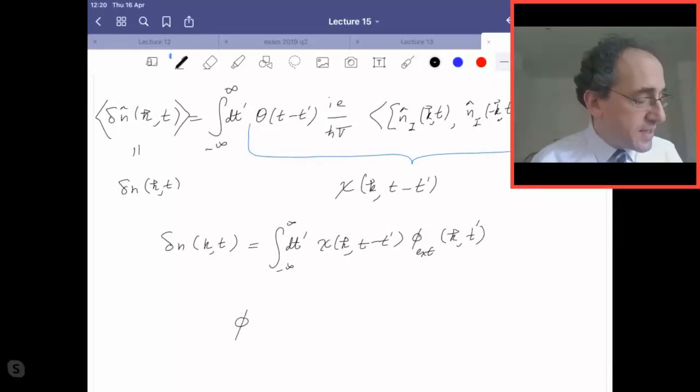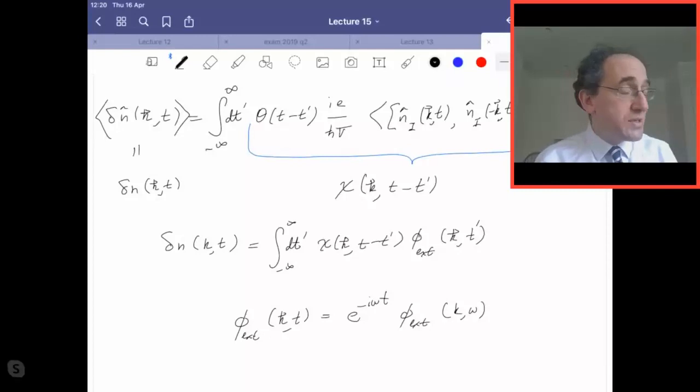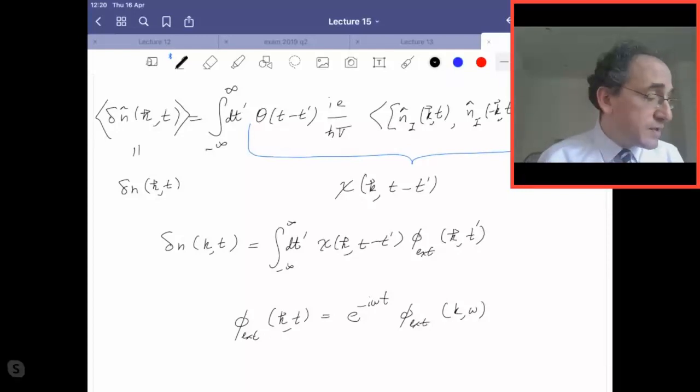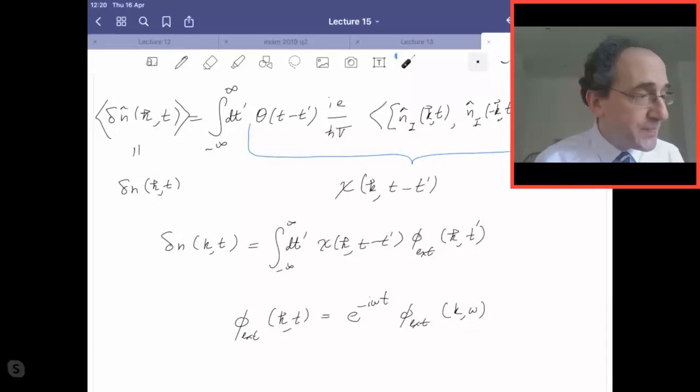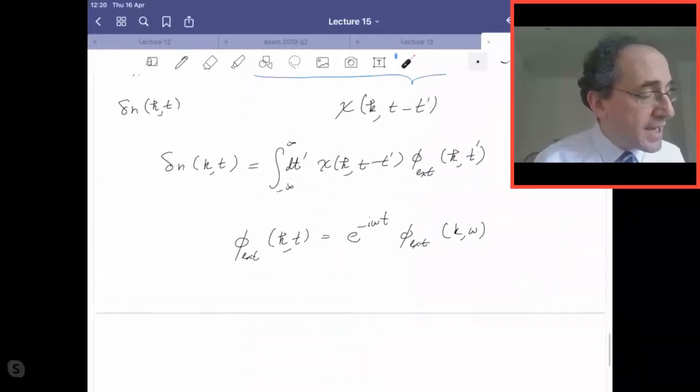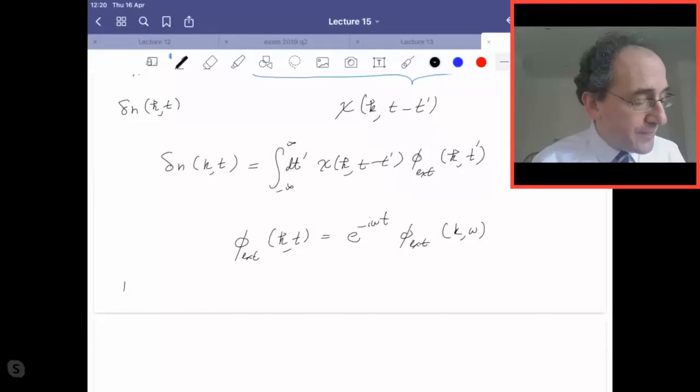So here we can assume that we just have psi external of k and t is some e to the minus i omega t. Did I call this psi? Phi external, k and omega. And if we have more complicated responses, we can sum up over the different frequencies later. But we'll just consider the response to a single frequency. And we have one little catch. You'll recall that the perturbation at t going to minus infinity should be zero.